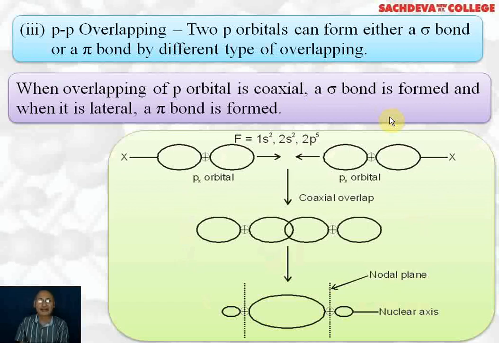We have shown with the help of diagram. Fluorine has 1s2, 2s2, 2p5. One of the p orbitals of fluorine has one unpaired electron. Let's take it is 2px orbital. So one 2px orbital having unpaired electron is overlapping with another 2px orbital having unpaired electron, and they are overlapping along the internuclear axis, and result in the formation of sigma bond. Here the dotted lines are showing nodal plane where there is no probability of finding electrons.